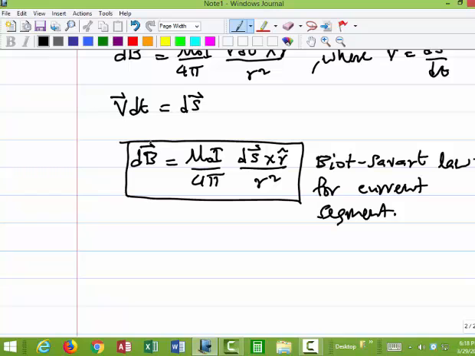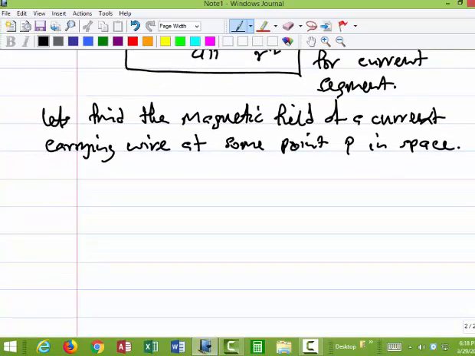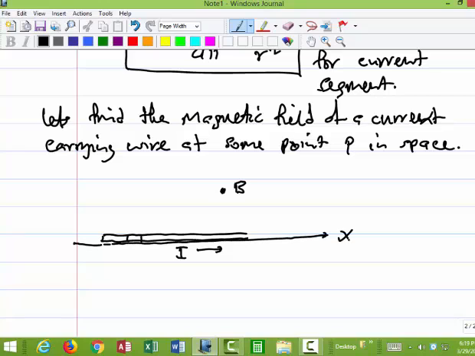Okay. So we can use this to find the magnetic field of a current carrying wire at some point in space. So let's say we have a wire like that, and it carries a current I going this way. So by the right-hand rule, the field at some point in space is going to be coming out of the board. So let's say, for example, that we are along the x-axis. This is x, and this is y.